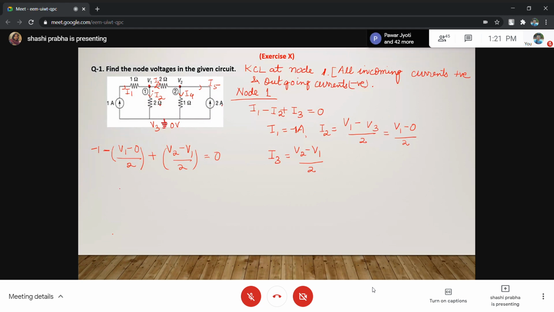Okay, let us combine: minus V1 by 2 minus V1 by 2 plus V2 by 2 is equal to 1 ampere. Further simplify: V1 into 1 upon 2 plus 1 upon 2 minus V2 upon 2 is equal to plus 1. And minus minus, this is equal to.